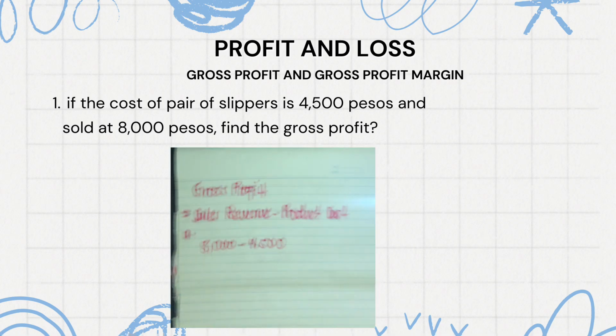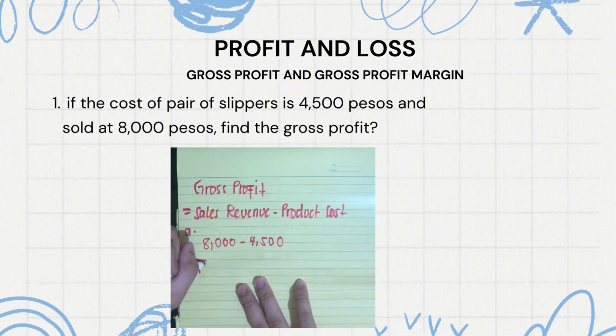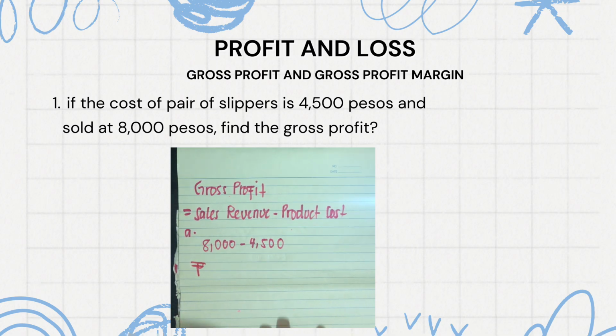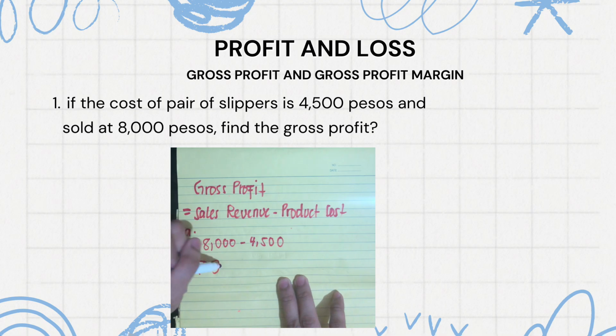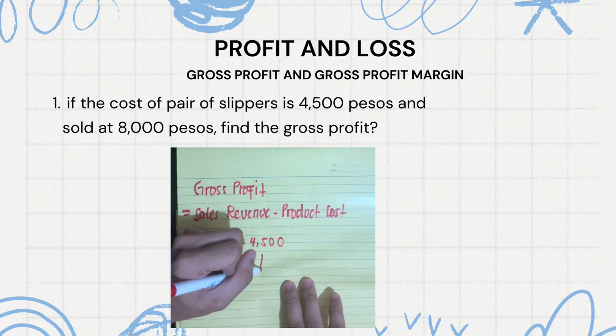So, we need to identify first for this problem the sales revenue. 8,000 minus the cost of 4,500. Using the calculator, we can get the final answer. So the final answer is 3,500. Here is the final answer.